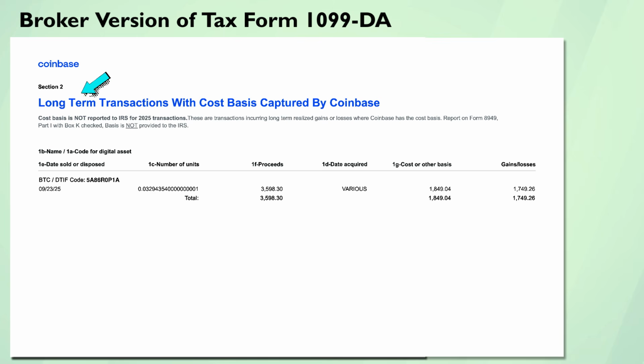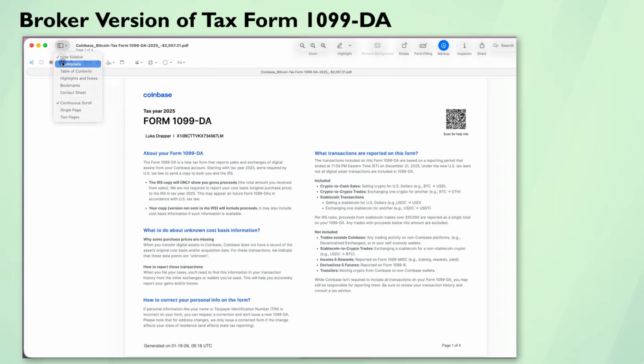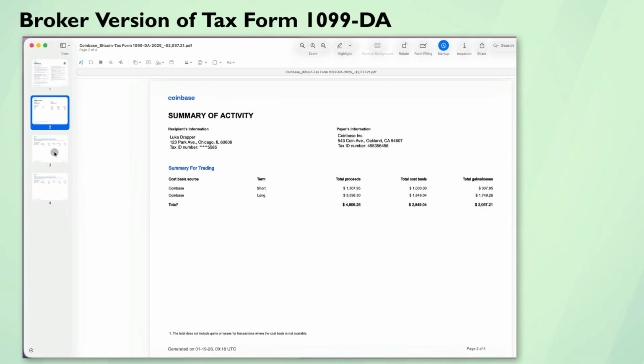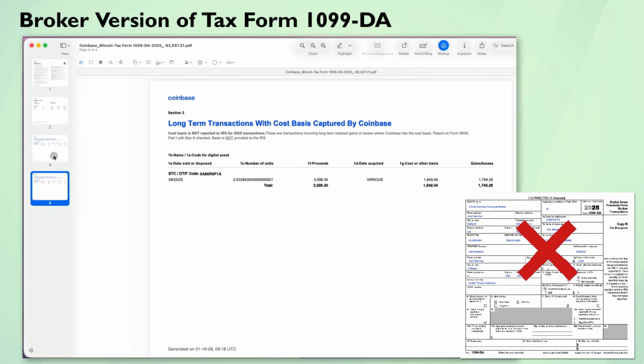The same type of information is shown for long-term transactions. If those transactions are non-covered and cost basis was not reported to the IRS, the report will indicate that the appropriate Form 8949 box, such as Box K, should be checked. Especially if you have many transactions, this summary layout is much easier to read and understand than the standard IRS 1099-DA form layout.